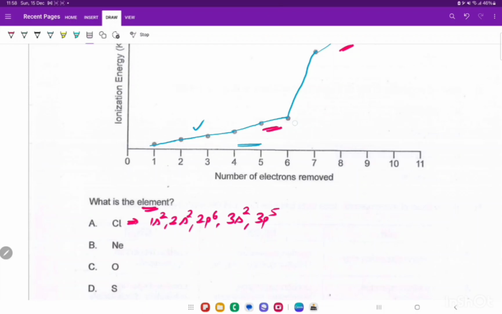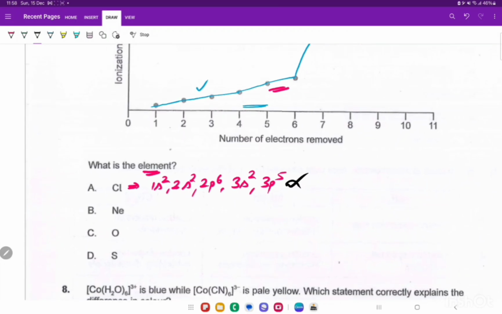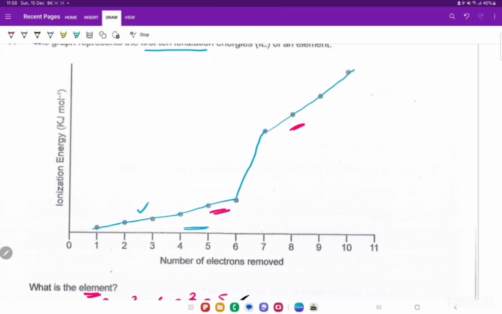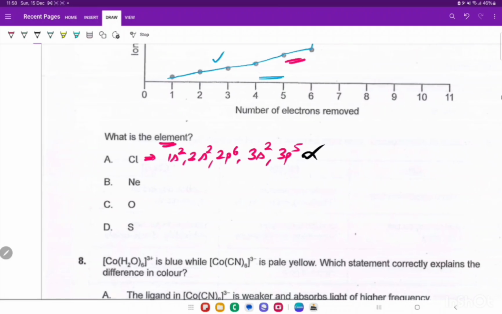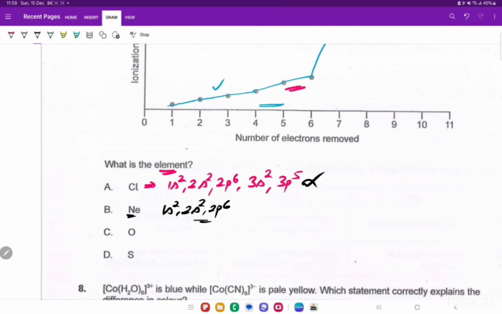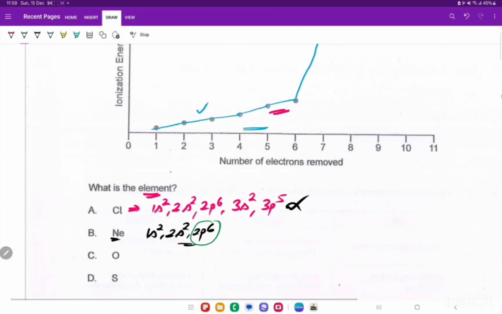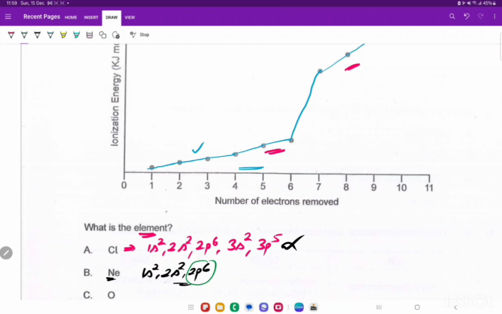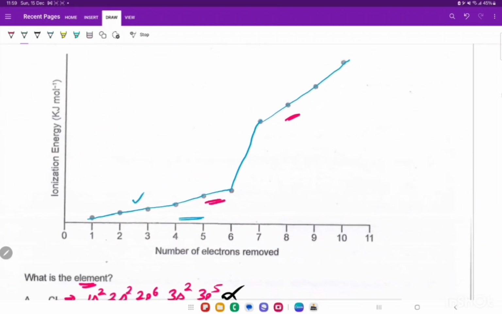Chlorine cannot be the answer. These 7 electrons should have almost the same energy or a slight increase in energy. Chlorine is not possible. Next, neon has only 10 electrons and we have 11 electrons here. Configuration is 1s2, 2s2, 2p6. This is the configuration of neon. It has 10 electrons in total. The first 6 electrons, that is the 2p6, should have almost the same energy, but we are observing that the next 2, that is 2s, should have higher energy, but we can see the next 4 have energy.